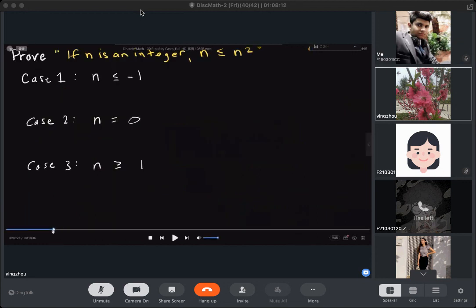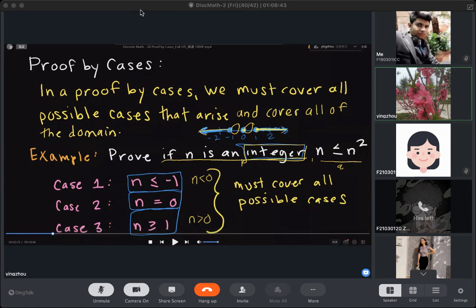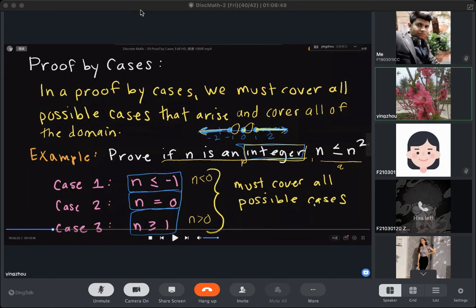So here, just to show you, this is also a direct proof, but sometimes the domain is special. For a special domain, you can divide the domain into many parts, but you should be careful. These parts should be combined to cover all the possible cases. That means if you combine all the cases, they should cover all the possible cases, okay?